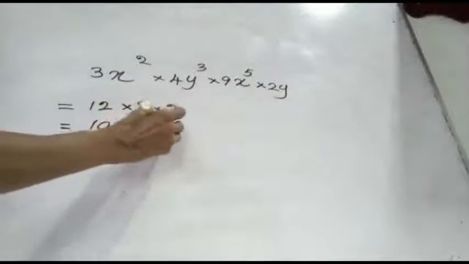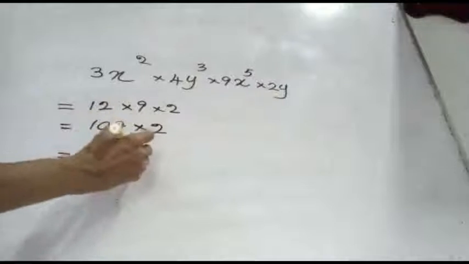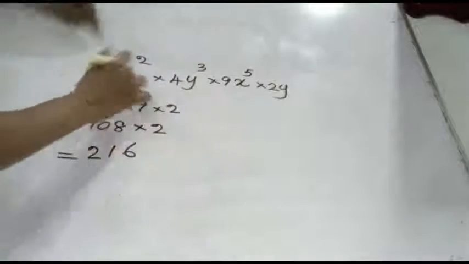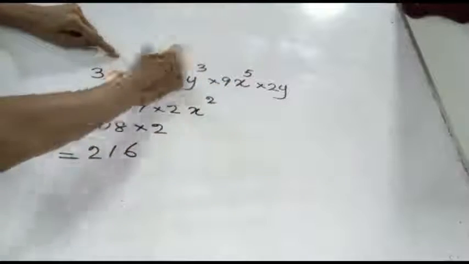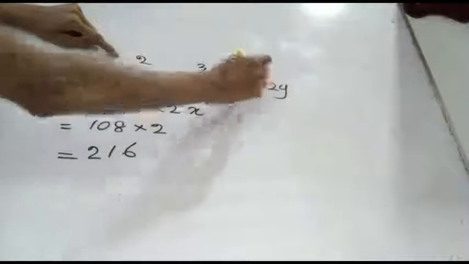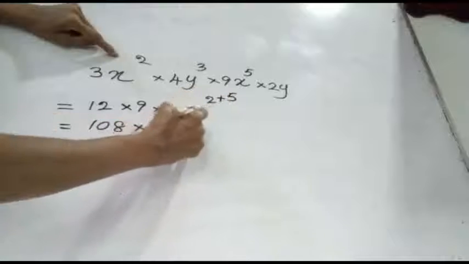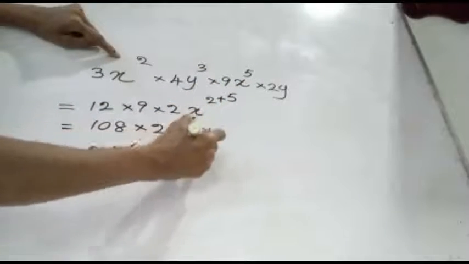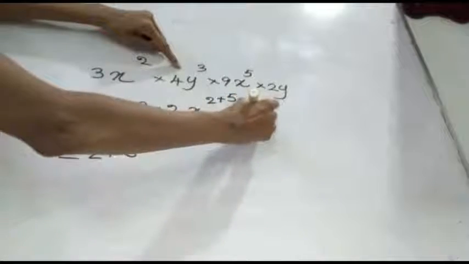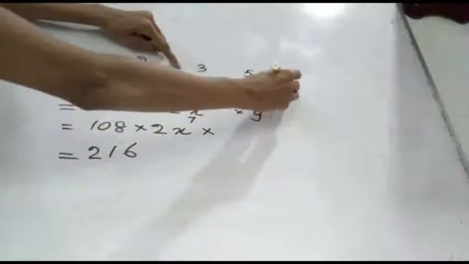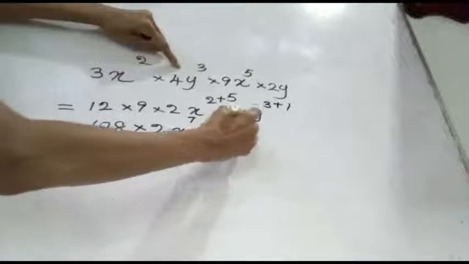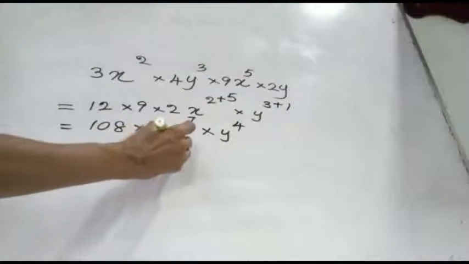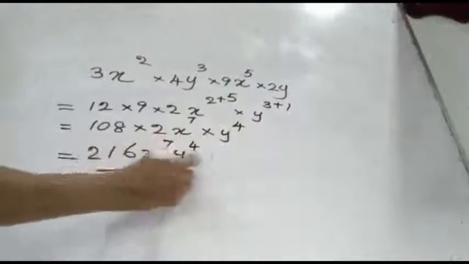It is multiplied by 2. 108 times 2 is equal to 216. x to the power 2 plus, here the index is 5. x to the power 2 plus 5 is equal to 7. y, here the index is 3 plus 1, y to the power 4. 216 x to the power 7 y to the power 4.